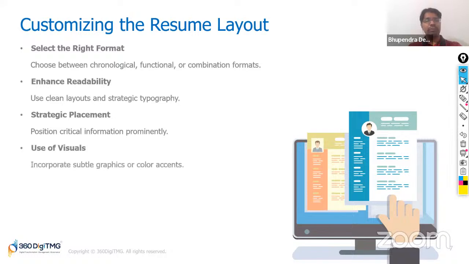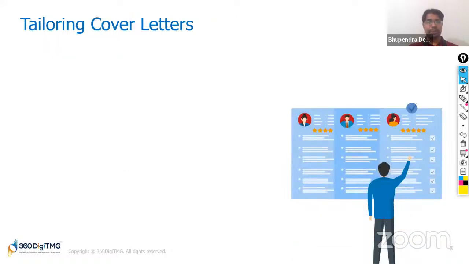Use visuals properly. You can use graphics, subtle graphics that won't affect your resume, right? Now, of course, colors, you can use that in your resume.